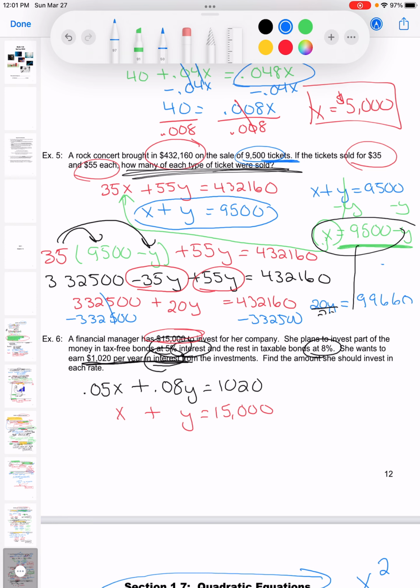I'll help set up the next part. I'm going to take that simple equation and solve for a variable. It doesn't matter which one you solve for. I'm just going to do Y. You don't have to do Y. You could solve for X.